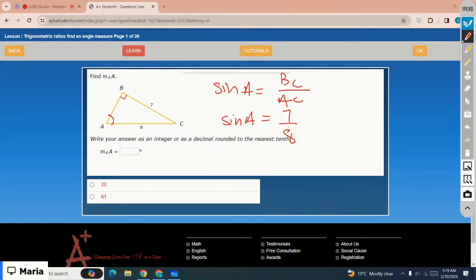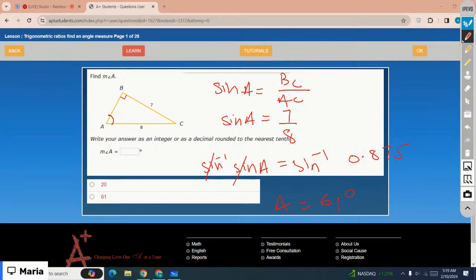That is 0.875. You have to take sine inverse on both sides because you need to calculate the value of just A. Hold on, you have to do 7 over 8. So sine inverse of 0.875. Sine and sine inverse cancel out. You are left with A, and sine inverse of 0.875 is 61 degrees. That means angle A measures 61 degrees.